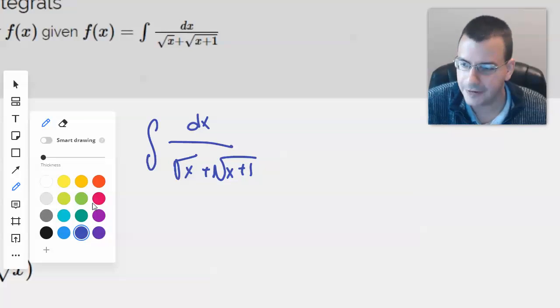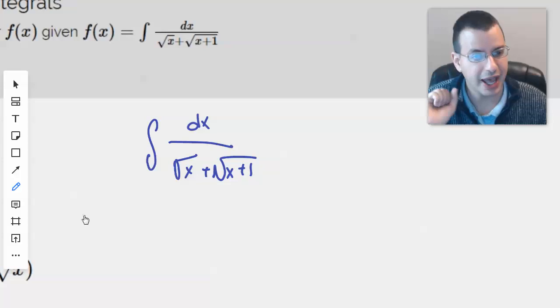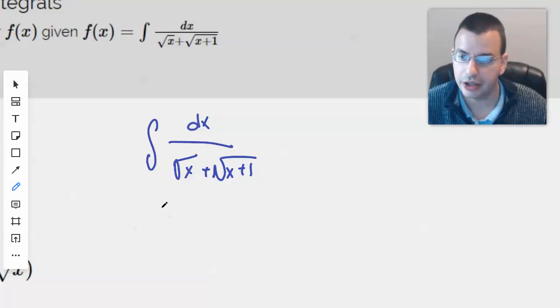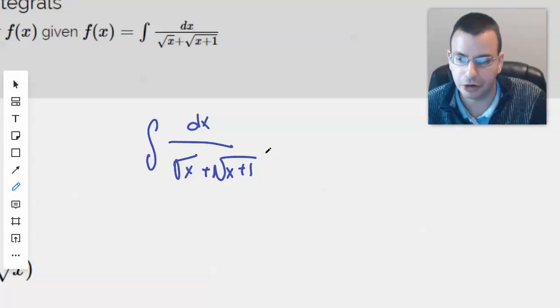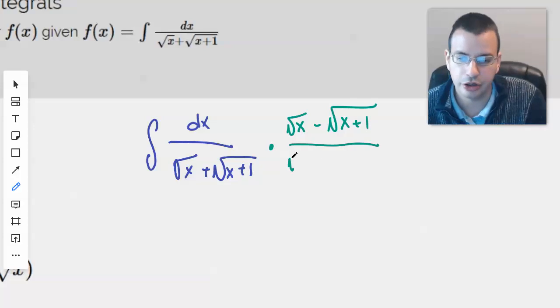So what we're going to do is multiply by the conjugate. There are basically two things you can always do in math: you can always add 0 or multiply by 1. In this case, we're going to multiply by 1. So we multiply by square root of x minus square root of x plus 1, over square root of x minus square root of x plus 1.